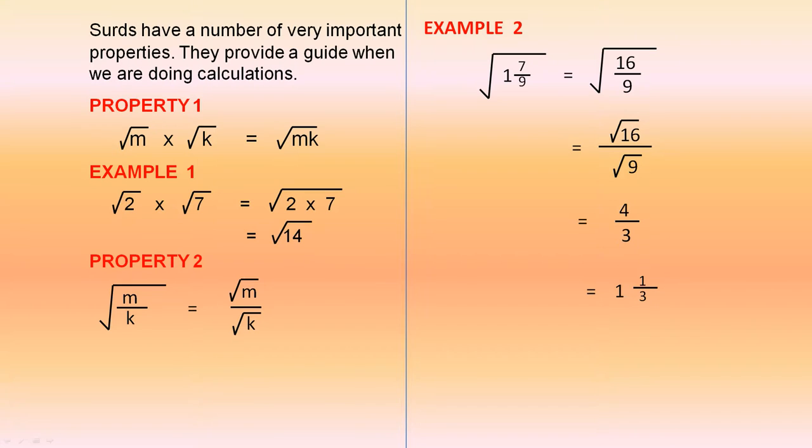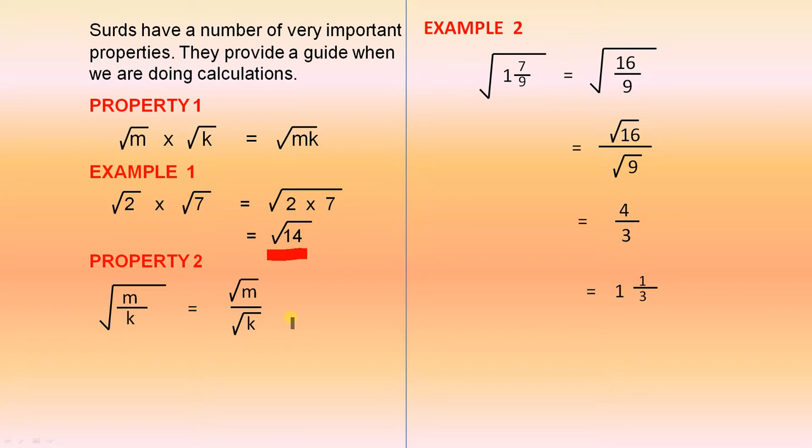Surds have a number of very important properties. They provide a guide when we are doing calculations. Property number 1: the square root of m times the square root of k equals the square root of mk. And here is the example. Square root of 2 by the square root of 7 equals the square root of 2 times 7, which is the square root of 14.